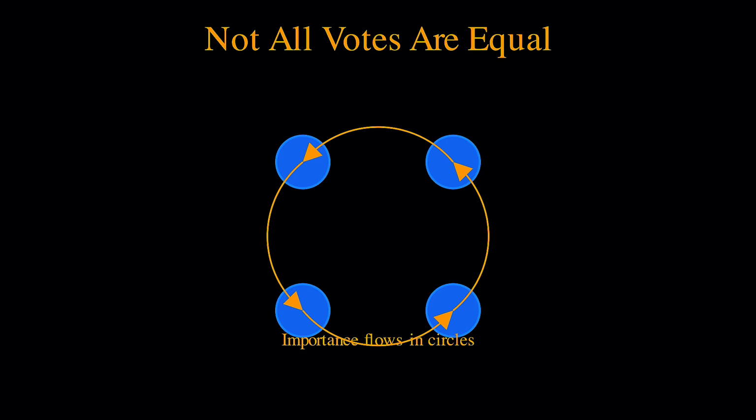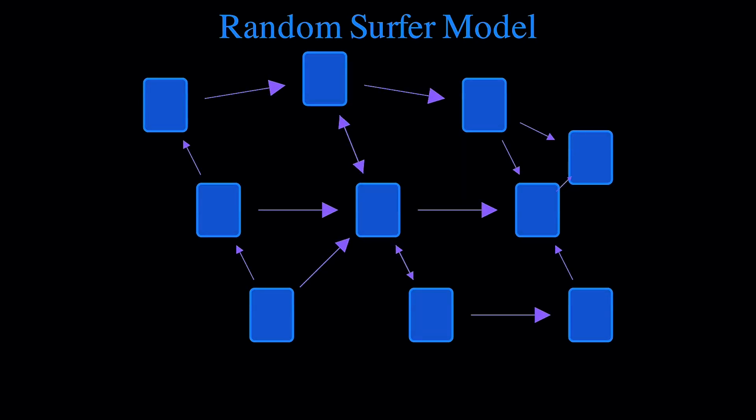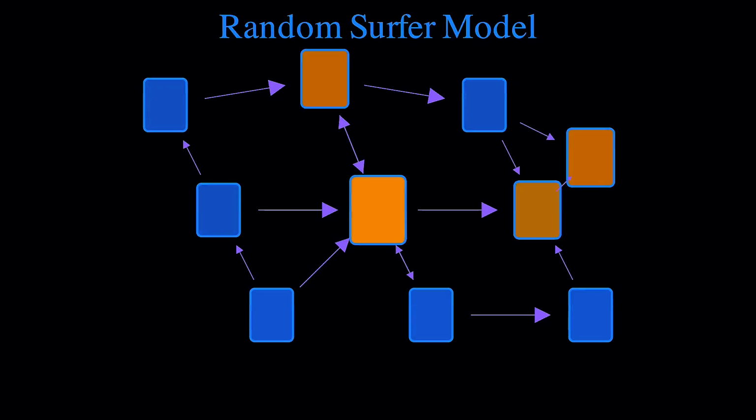Here's an elegant way to think about it. Imagine a person randomly surfing the web forever, clicking links at random. At any given moment, where are they most likely to be? Pages with many incoming links from popular pages will be visited more often. The probability of being on a page becomes its PageRank score.